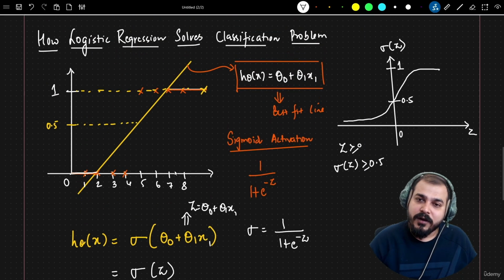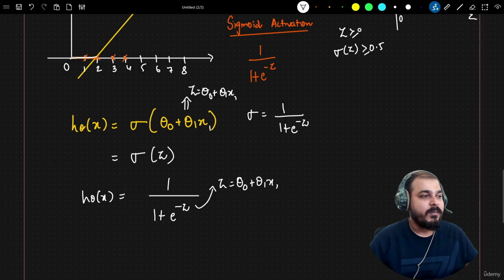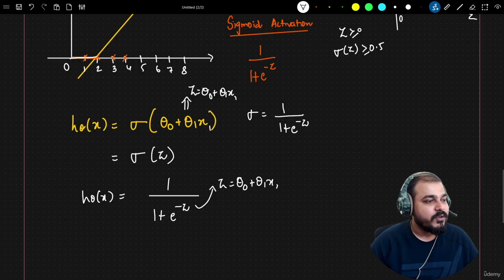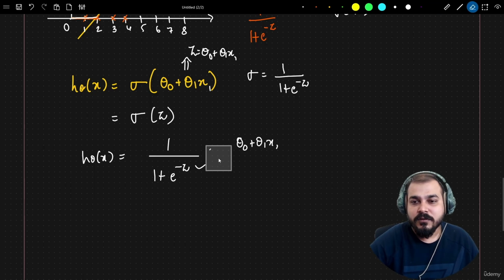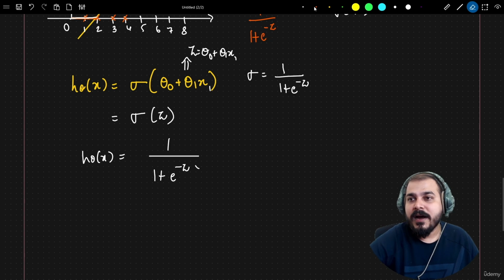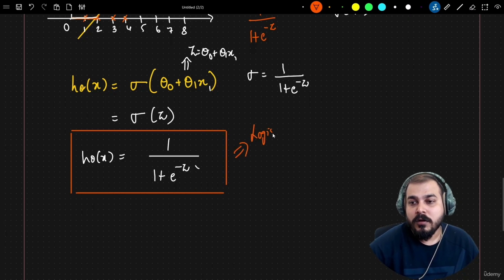So what we are doing, first of all, a best fit line is getting created. On top of it, we are applying a sigmoid activation function. So always our output will be between 0 to 1. So this is the entire hypothesis that we are going to use. So this is my logistic regression hypothesis.